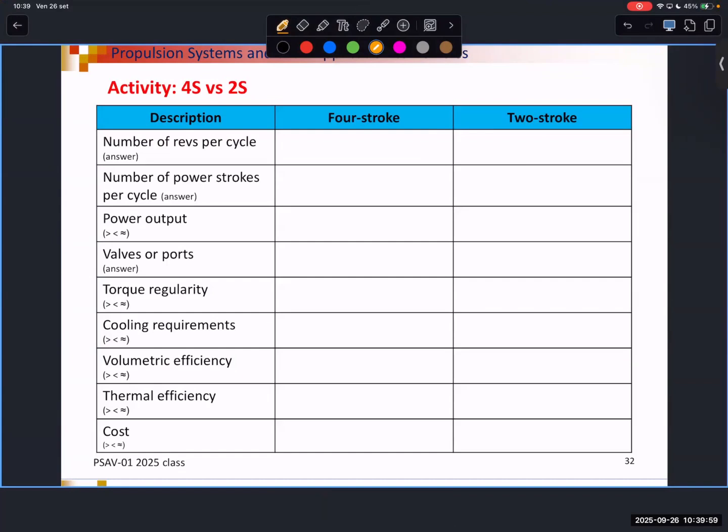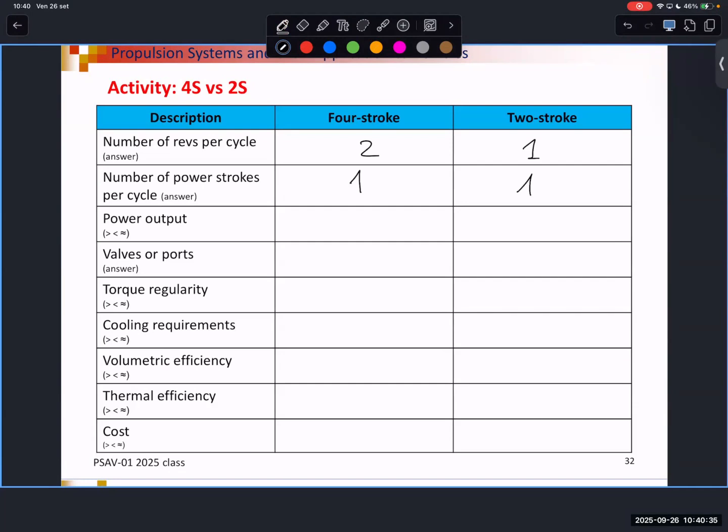Were you able to answer? So for instance, numbers of revolution per cycle. How many? 2 and 1. Number of power stroke per cycle: half and 1, or 1 and 1? 1 and 1. There is 1 power stroke.